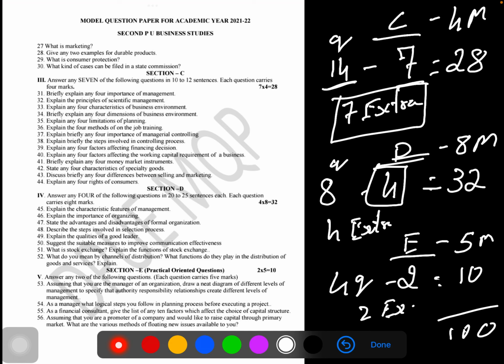There is no practical in it. So all the 100 marks you have to write in the exam hall and score. I hope you understood exactly what the question paper pattern of Business Studies is.